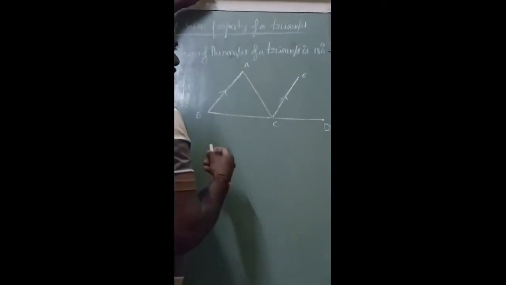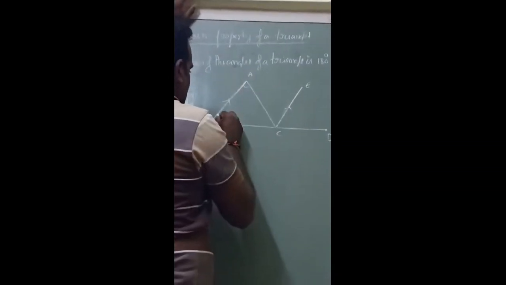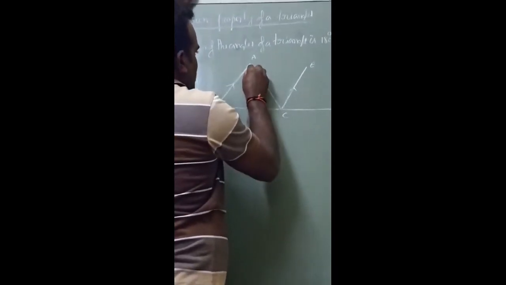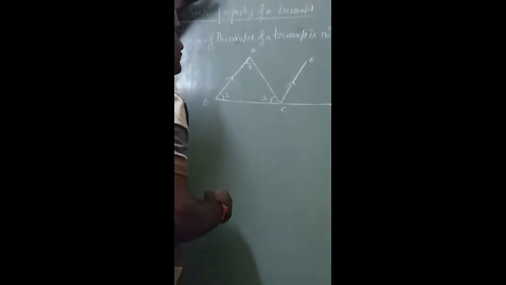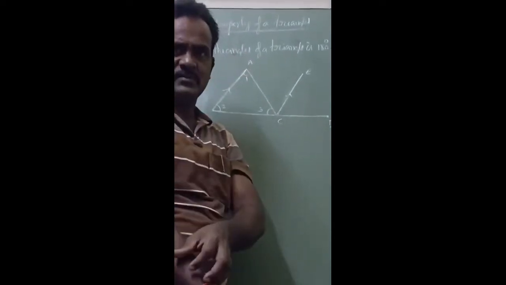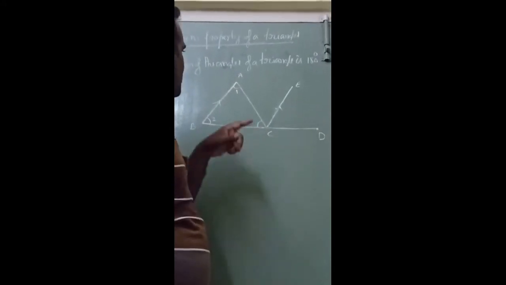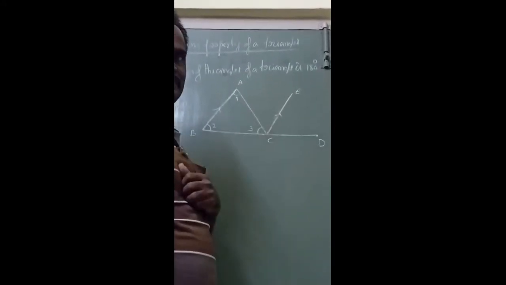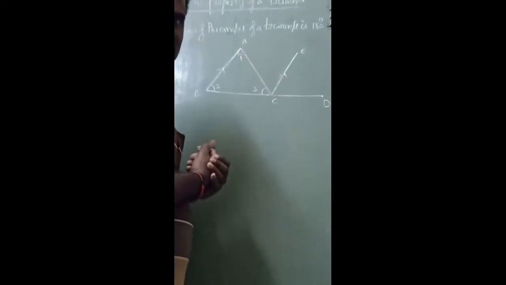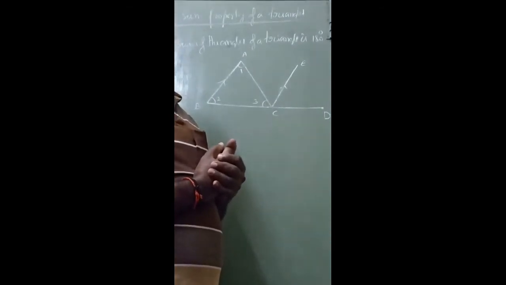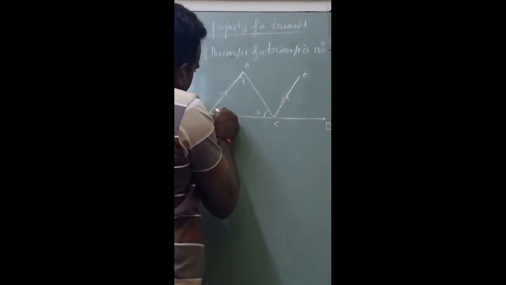Now you can take here this angle 1, this angle 2, this angle 3. Okay, in this triangle ABC, AB is parallel to CE. So AC is the transversal. With these two parallel lines and this transversal, this angle is equal to this angle.